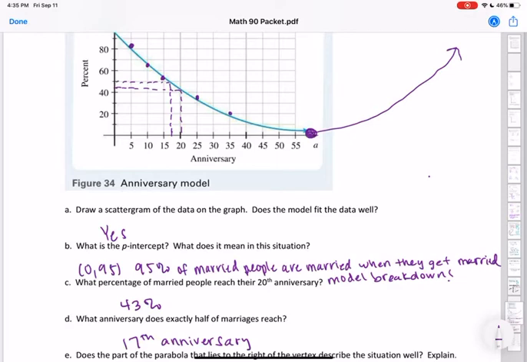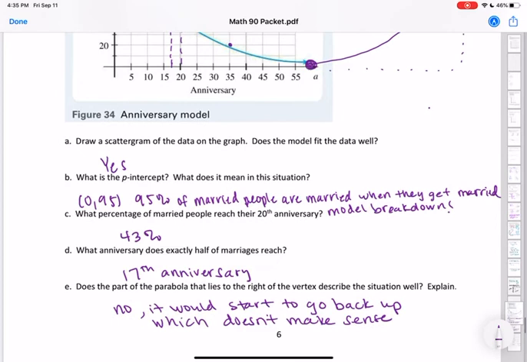So that would mean that as people kept getting further and further along in their anniversaries, suddenly their percentages of staying married would be going up. That just doesn't make any sense, right? So no, it would start to go back up, which just doesn't make any sense at all.